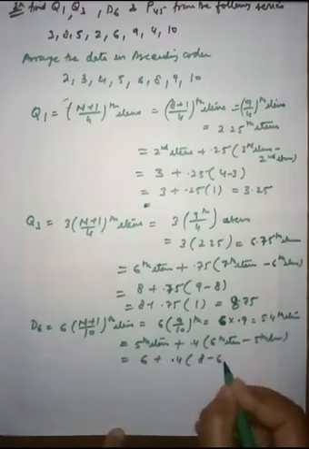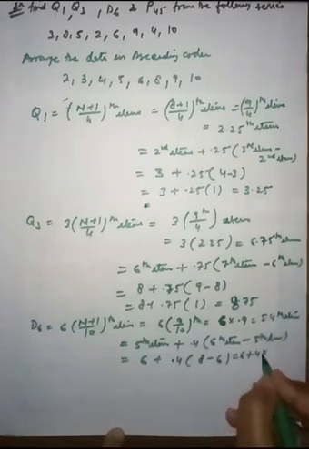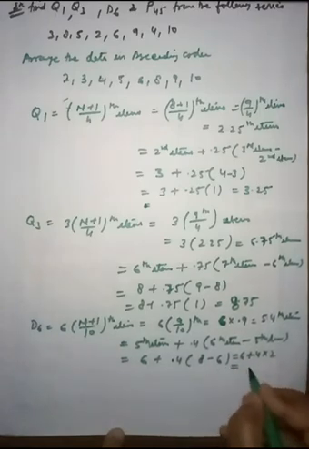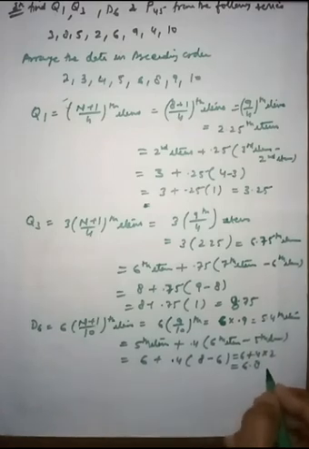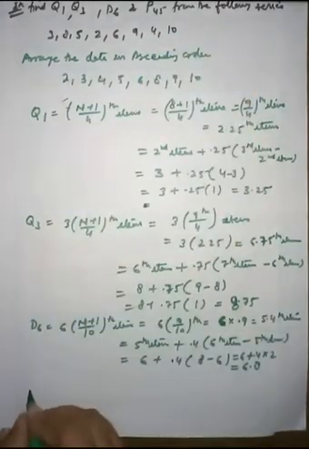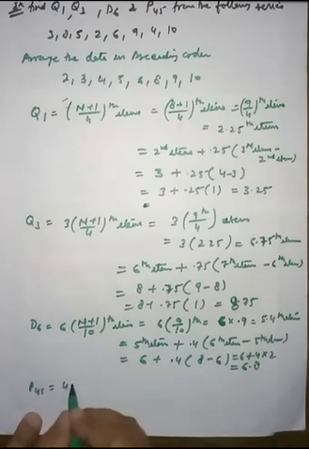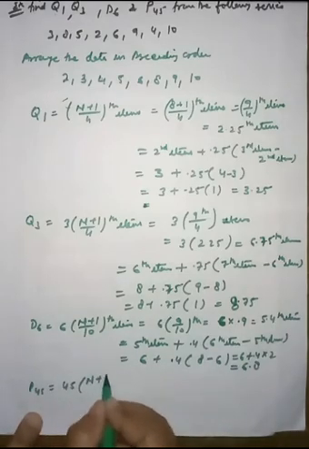8 minus 6. So this one is 6 plus 0.4 into 2. So this one is 6.8, and this is your answer, 6.8. Similarly you can find the P45 using the percentile formula. This is 45, n plus 1, and here the dividing value is 100.